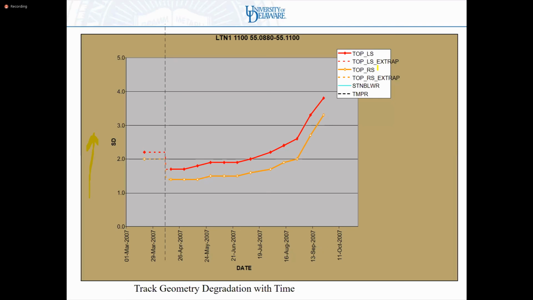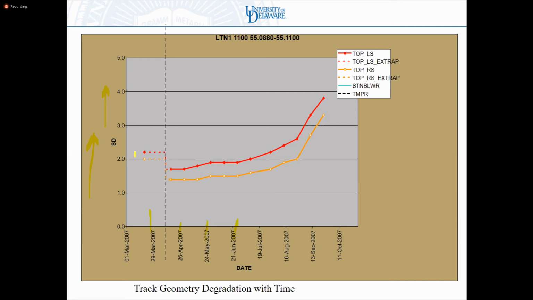Left surface, right surface. This is my standard deviation. So the larger this number, the worse the track is. And these are different dates that I ran my measurements. So you can see they were taking a measurement roughly once a month: March, April, May, June, July, August, September.